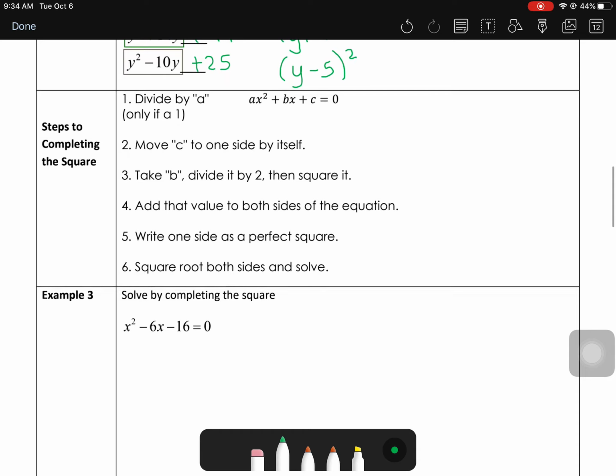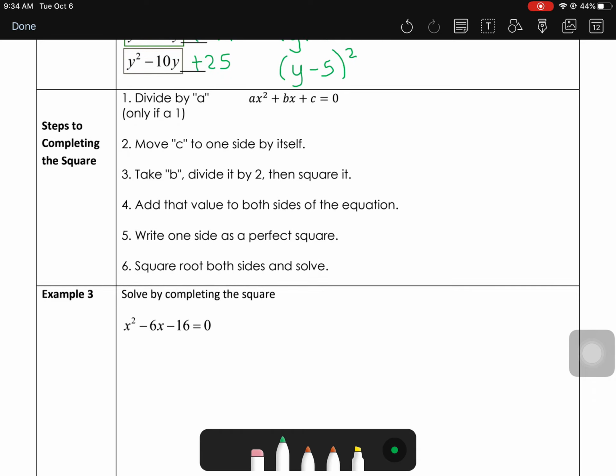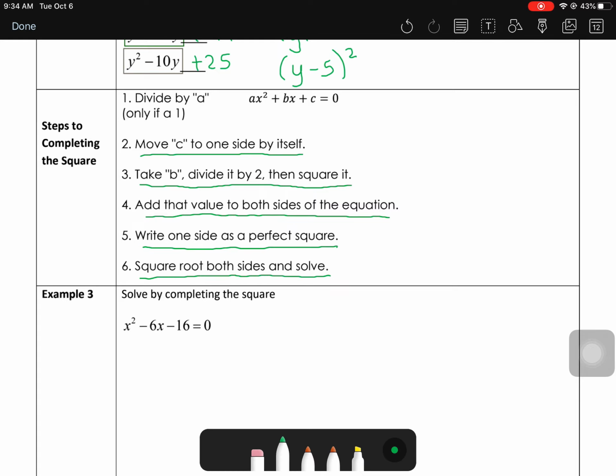All right, so here are the directions for completing the square. The first thing you have to do is move the c to be by itself on the other side of the equation. Take the b and divide it by 2 and square it. Make sure you add that value to both sides. Write one side as a perfect square. Take the square root of both sides and solve.